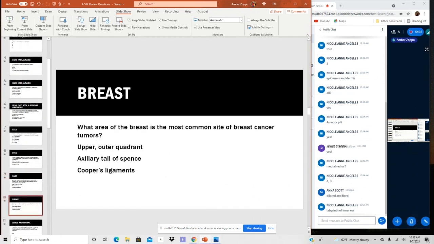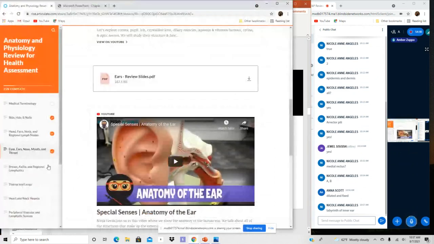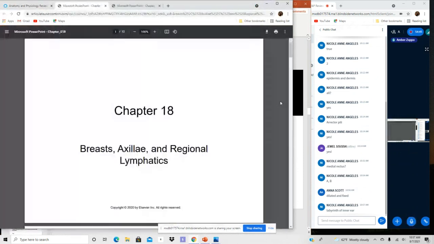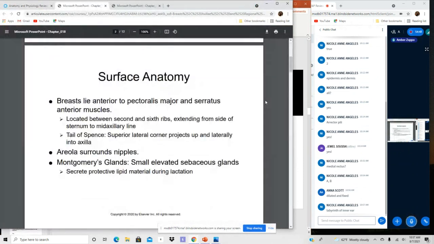Okay, so the next slide that we're going to go over is the breast, axilla, and facial lymphatics. The breasts lie anterior to the pectoralis major and serratus anterior muscles. They are located between the second and sixth ribs, extending from the side of the sternum to the mid-axillary line. The tail of Spence is superior to the lateral corner and projects up and laterally into the axilla. The areola surrounds the nipples, and the Montgomery's glands are small, elevated sebaceous glands which secrete protective lipid material during lactation.